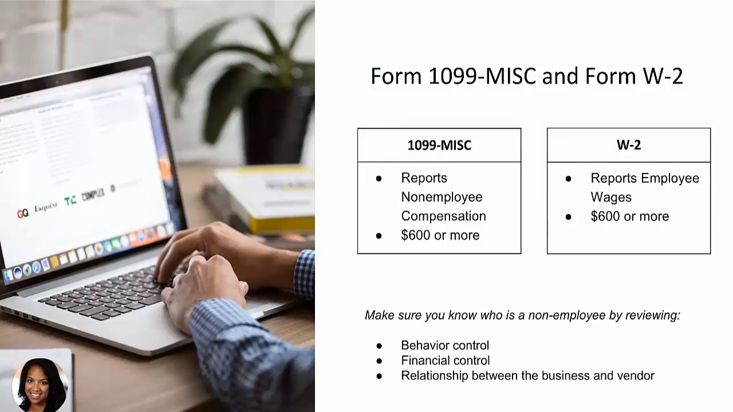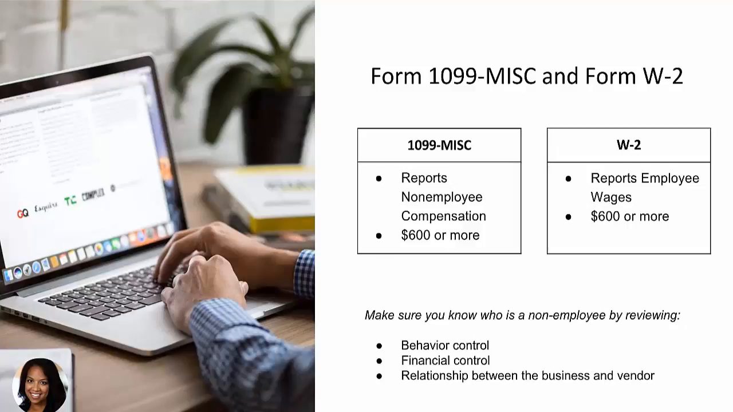So we'll go ahead and start off with the most common forms, the 1099 and the W-2 forms. If you're a business and you have paid a non-employee $600 or more for services provided during the year, then you need to provide them a 1099 miscellaneous form. On the contrary, if you're a business and you have employees that you have paid $600 or more to, then you will need to complete and file a Form W-2 for each of your employees.